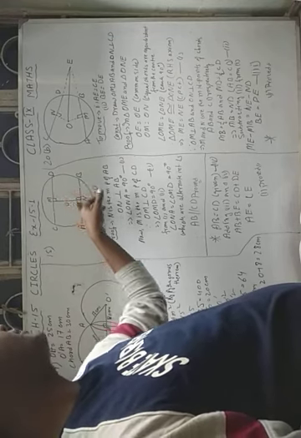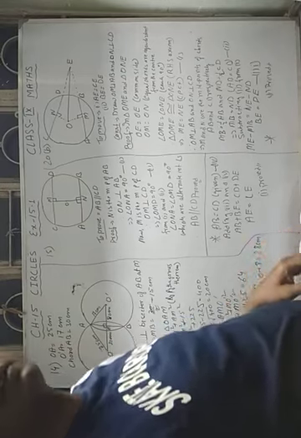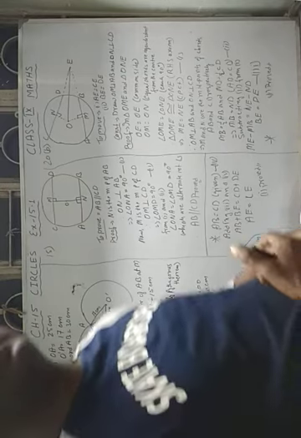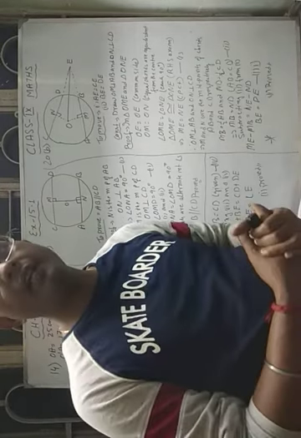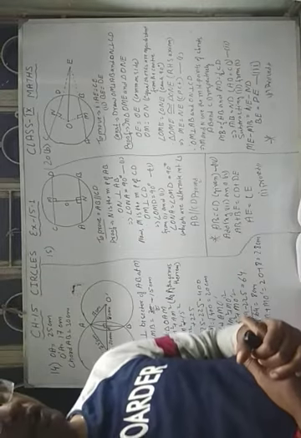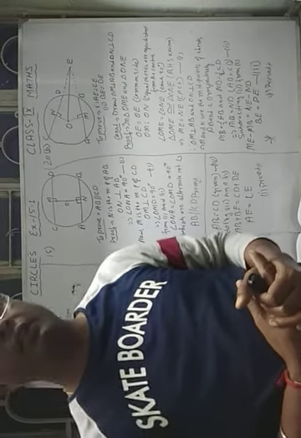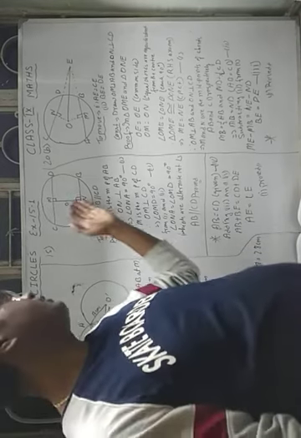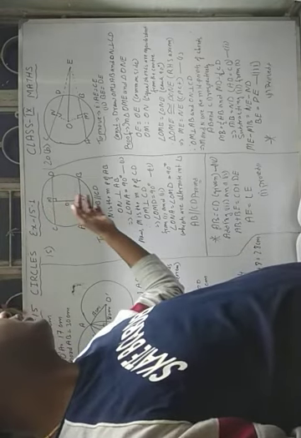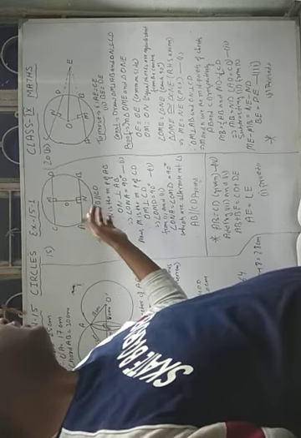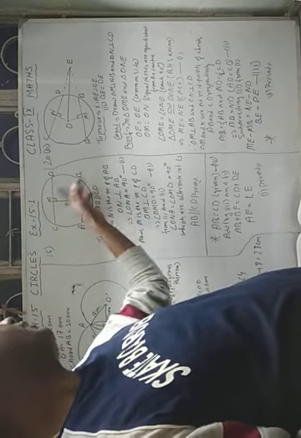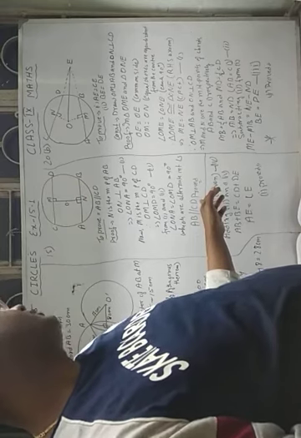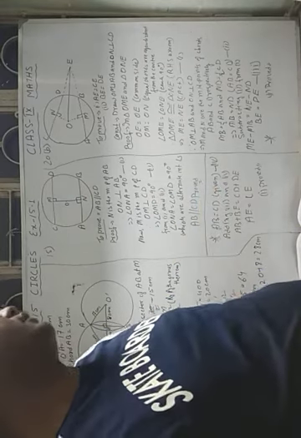Since these two angles are also alternate interior angles, by the property of parallel lines, if the alternate interior angles are equal, then the lines are parallel to each other. So here the two alternate angles are equal. That means we can say chord AB is parallel to CD. So in this way you have to prove this question.